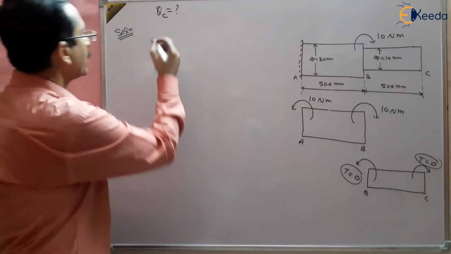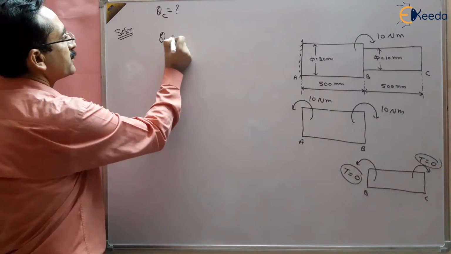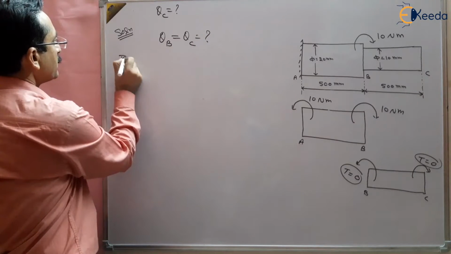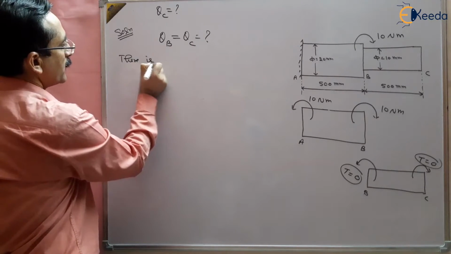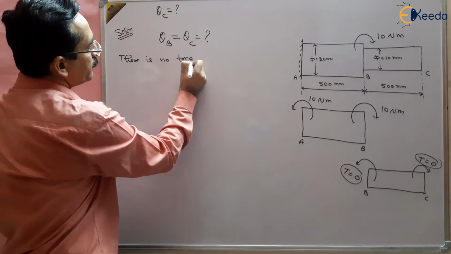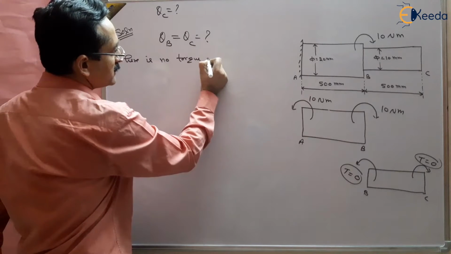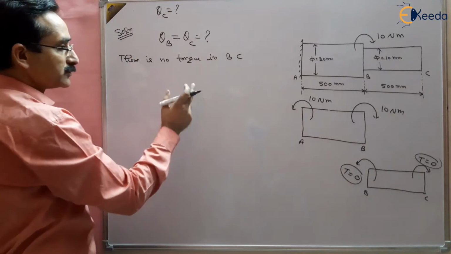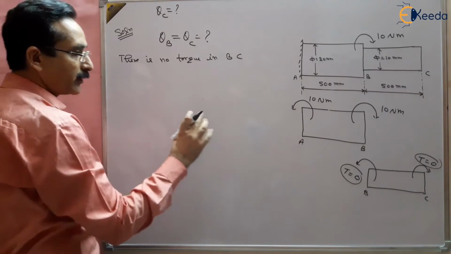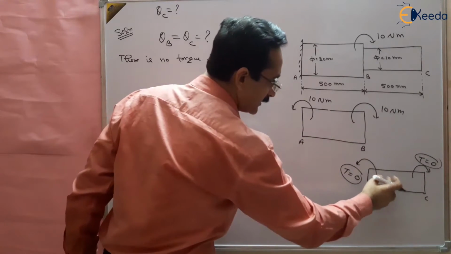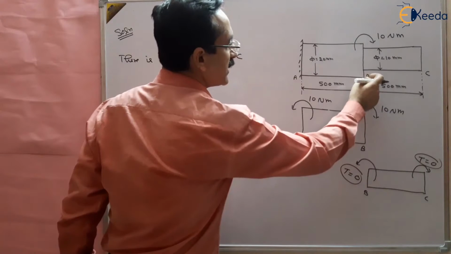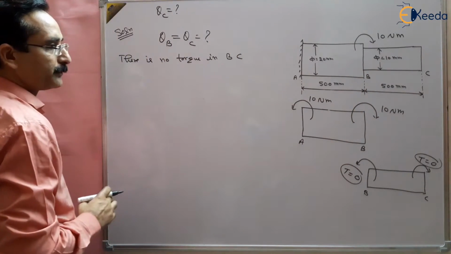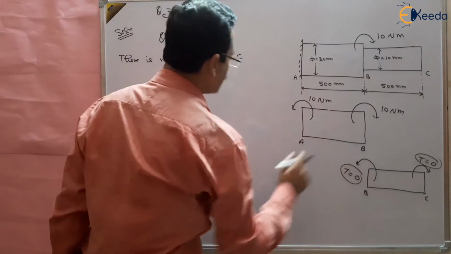So basically we have to find theta B in this question, because whatever theta B is, the same will be theta C, since there is no torque or angle of twist in part BC. The angle of twist in this part is the same as that at point B. There is no torque in part BC; there is torque only in part AB.